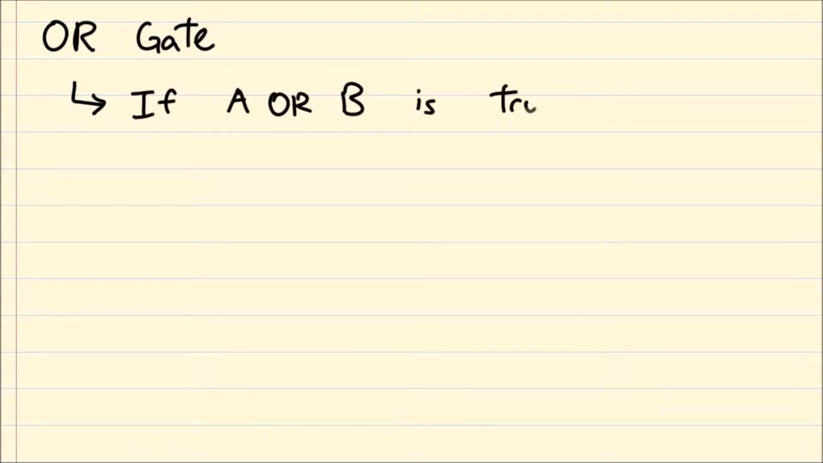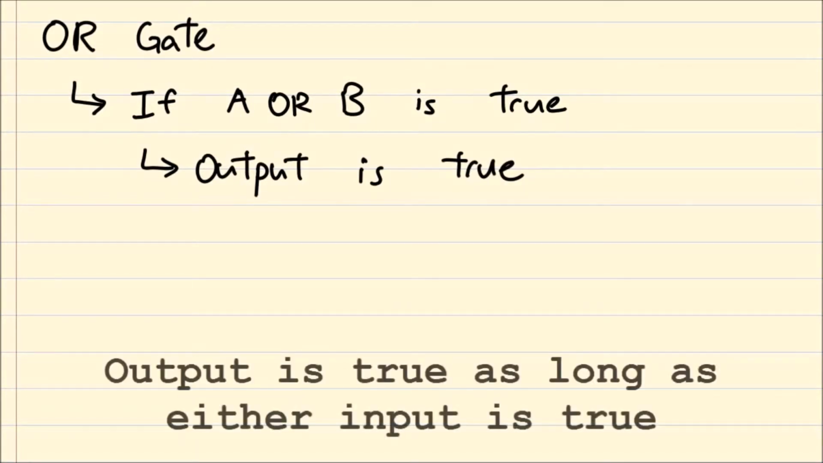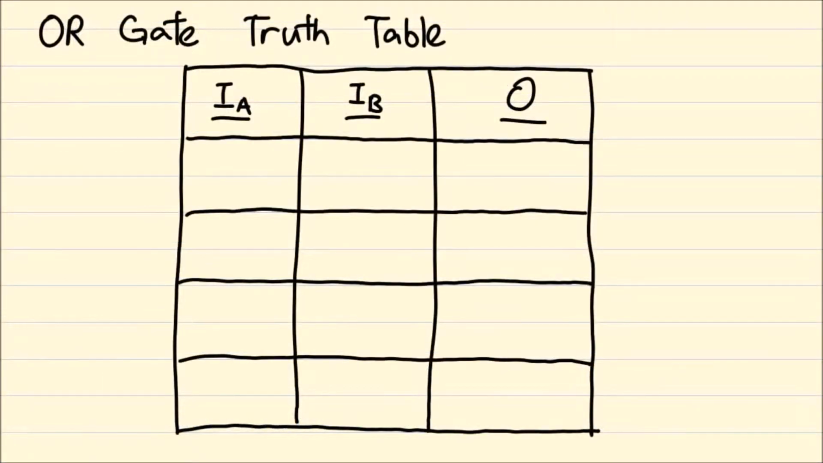Let's jump back to logic gates. Here's the OR gate. Here's how you remember how this gate works. The output is true if input A or input B is true. What this means is that either one of the inputs must be true for the output to be true. Using this rule, let us construct the truth table for the OR gate.